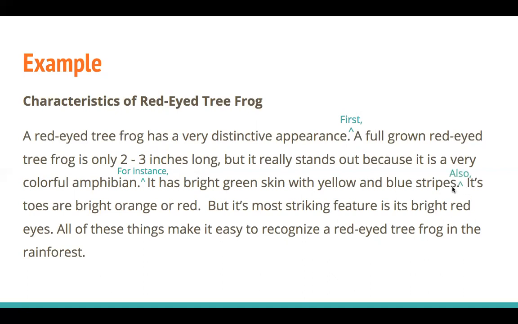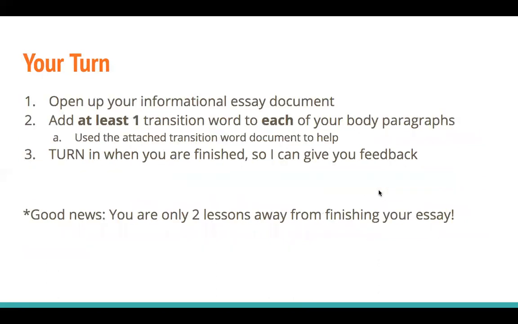All right, so over here I added the transition word also, because I'm adding in another detail relating to how they're colorful. I gave one example here, but then I gave another by saying its toes are bright orange or red. So I wrote also, its toes are bright orange and red. So again, another transition word that's great to use there. So those were examples of transitions.